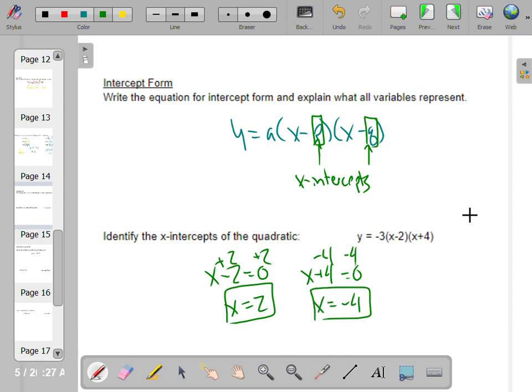You can usually do this in your head, but the zero product property is helpful because it says if you multiply two numbers and get 0, one of them has to be 0. So how do I make this 0? 2. 2 minus 2 is 0. 0 times who cares is 0. That's one of my x-intercepts. Same thing here. Negative 4 plus 4 is 0. 0 times who cares is 0. So my two x-intercepts are at 2 and negative 4 from intercept form.